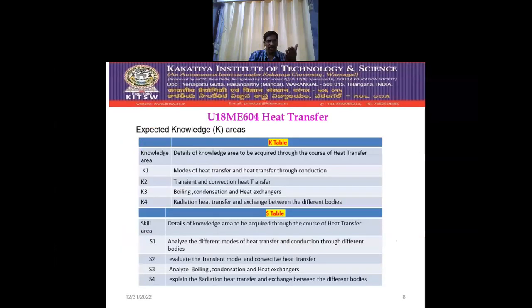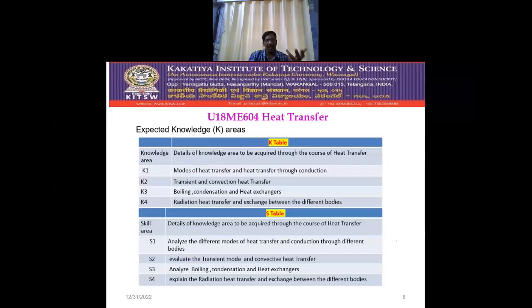These are the course knowledge areas which you are going to gain once you complete this particular course. That is modes of heat transfer through conduction, transient and convection heat transfer, boiling, condensation as well as heat exchangers, and radiation heat transfer and exchange between different fluids.